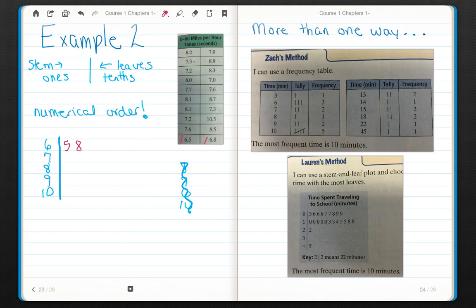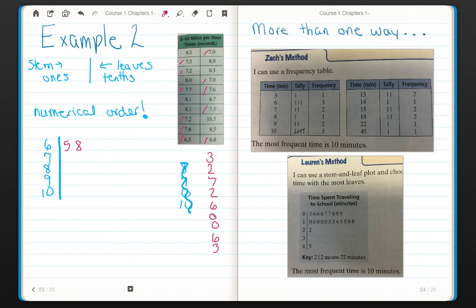Now my 7s, I have a 3. I'm going to go ahead and write these down because there are a lot of them. There's a 3 and a 2, a 7, another 2, a 6, a 0, another 0, and a 6, and a 3. Now, all of these are leaves for the 7 stem. We need to write these in numerical order.